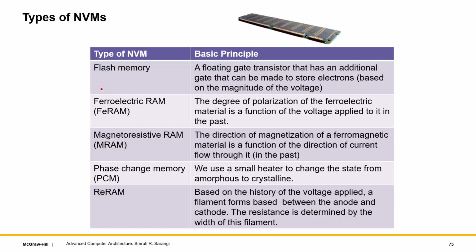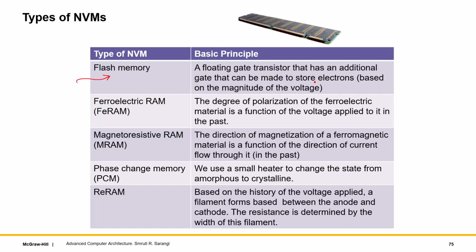So we have different types of non-volatile memories. We have flash memory. Then we have four more, but let's start with flash. Flash is the typical USB drive that all of us use.